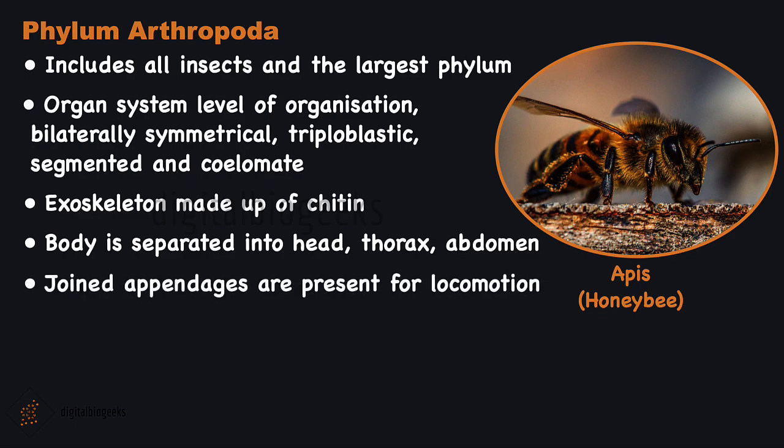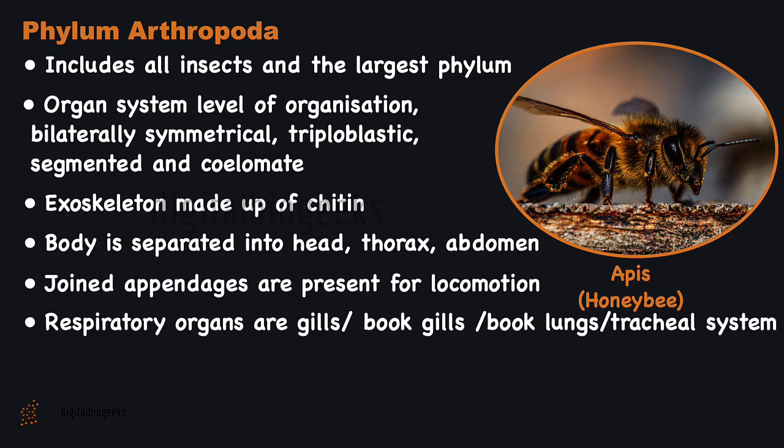Respiratory organs are gills, book gills or book lungs. Book gills means gills arranged in membranous folds. Each book lung consists of a series of thin plates that are supplied with blood vessels, and they are arranged in relation to one another like the pages in a book. That is why it is known as book lungs.